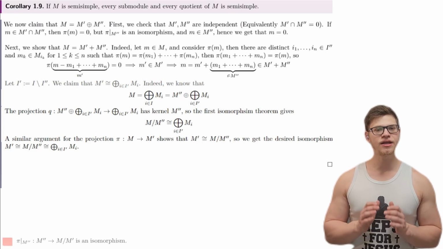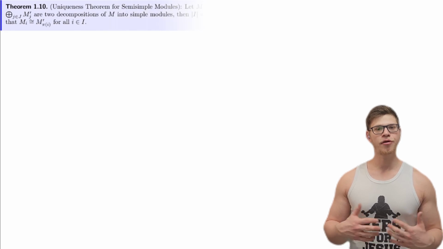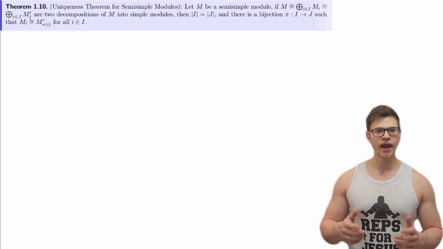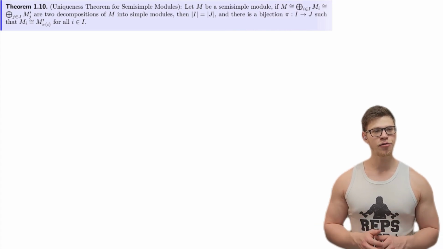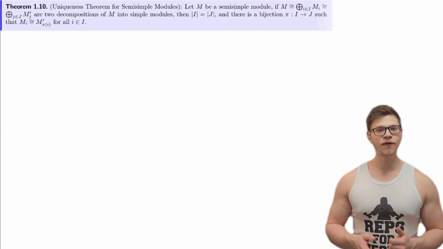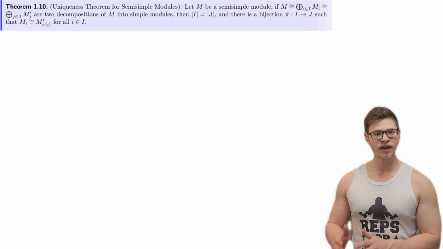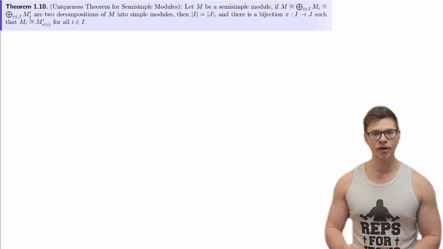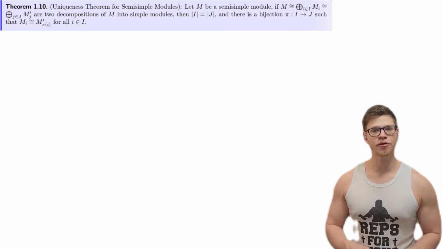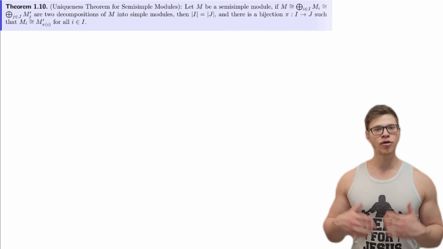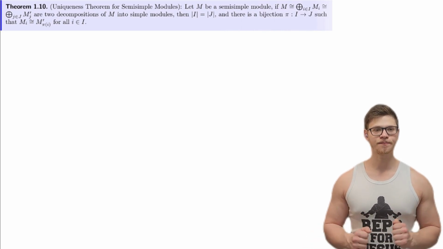We now state the uniqueness theorem. Let M be a semi-simple module, and suppose that M has two semi-simple decompositions indexed by I and J. Then the index sets I and J have the same cardinality, i.e. both decompositions have the same number of components, and furthermore, there is a bijection from capital I to capital J such that Mi is isomorphic to M prime pi of I. So pi associates to each index j in capital J a unique index i in capital I such that the corresponding simple modules are isomorphic.